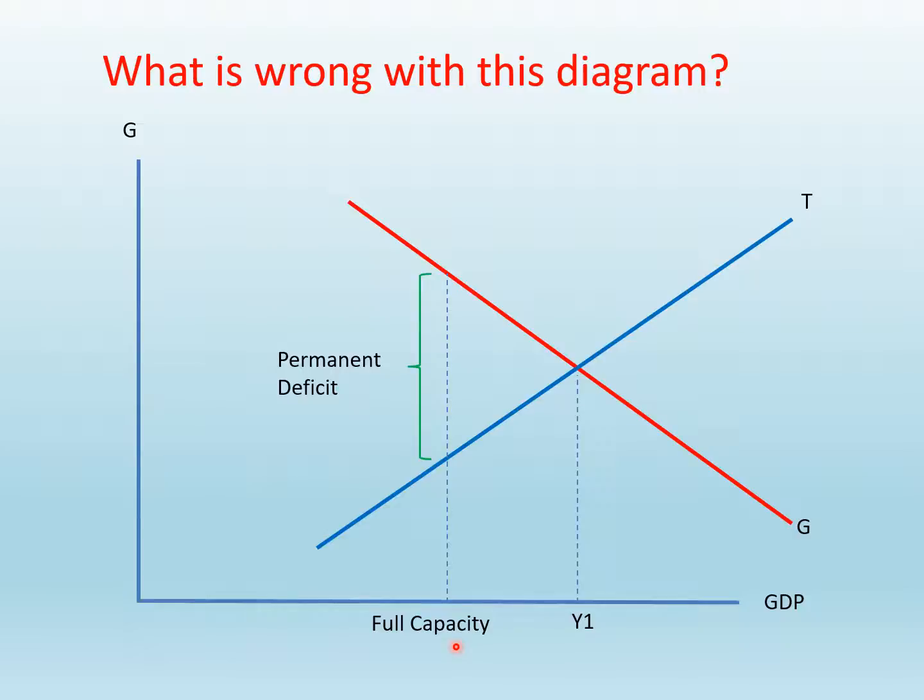So where the laser pointer is, that's on your production possibility frontier. It's at your vertical portion of the long run aggregate supply curve, meaning in the short term, you cannot move to the right of that point of full capacity.